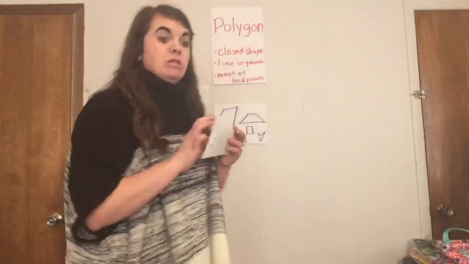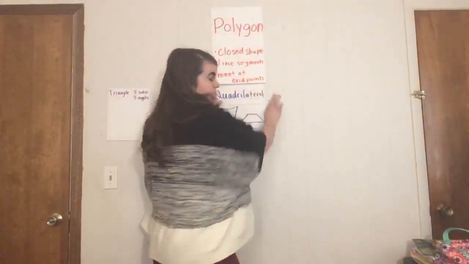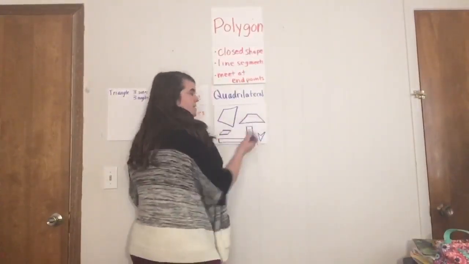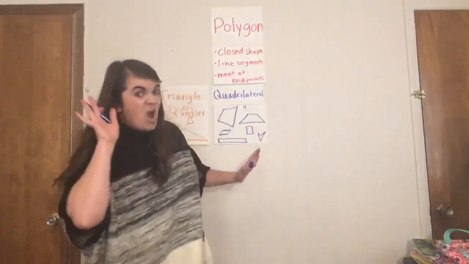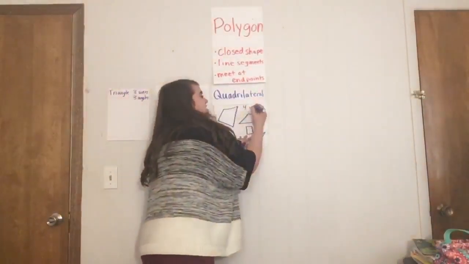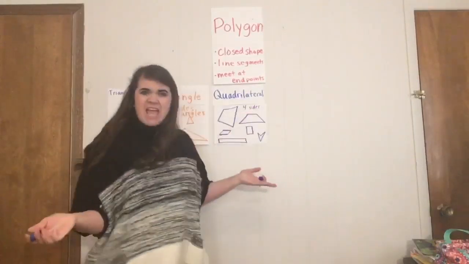Quadrilateral. Quadrilateral. Okay, quadrilateral. Quadrilaterals have how many sides? You're supposed to say 4 sides. 4 sides. And how many angles?